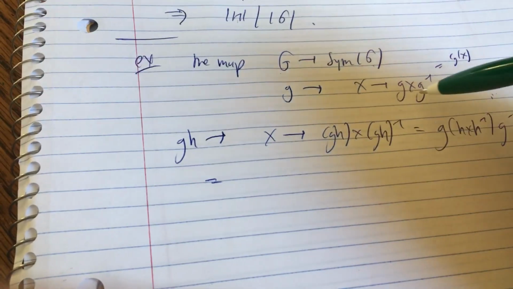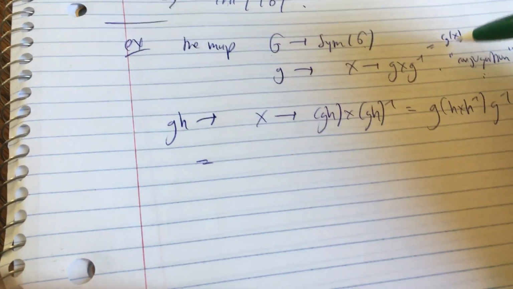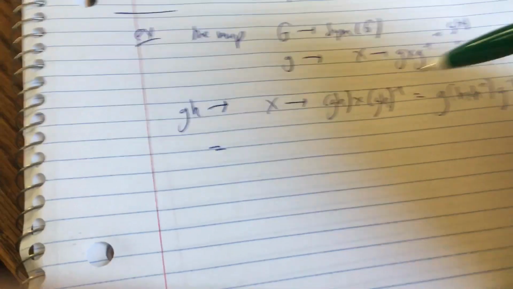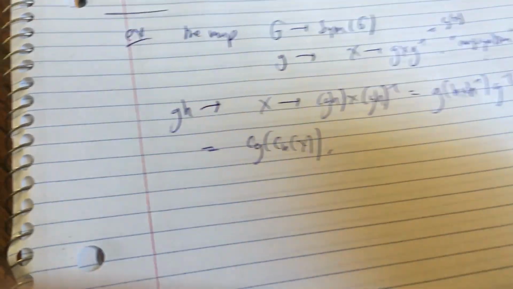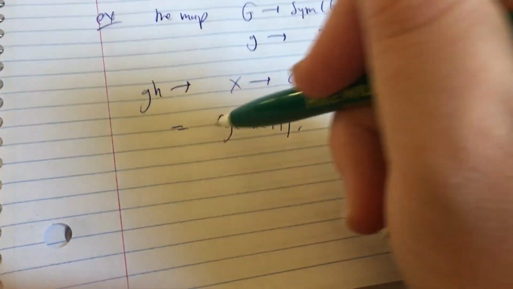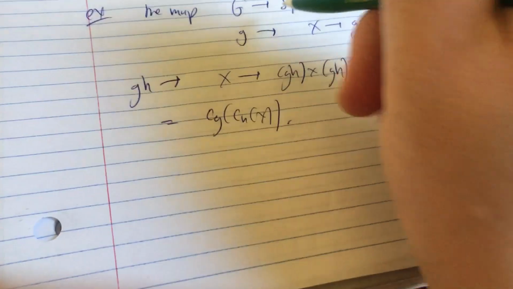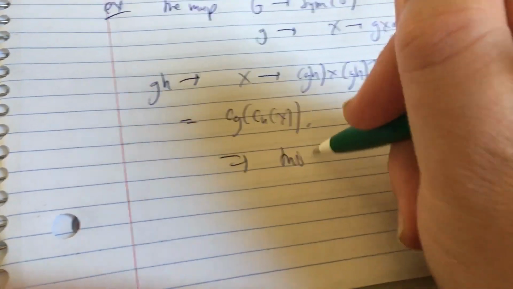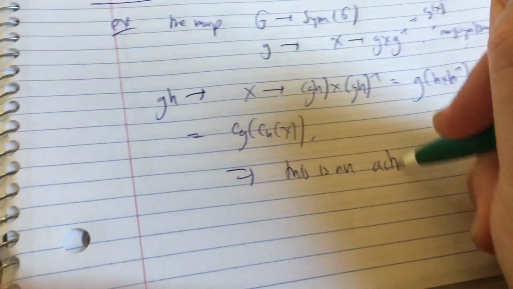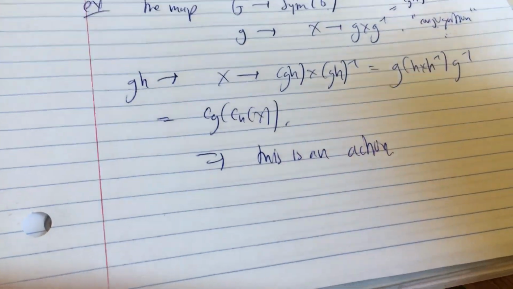So G goes to a map C sub G, which is GX G inverse. Okay, and then writing this way, this is exactly C sub G of C sub H of X, right? So we see that GH goes to CG of CH, and so this is a group homomorphism. And so this implies that this is an action, because it respects the group structure on G and on Sym G.